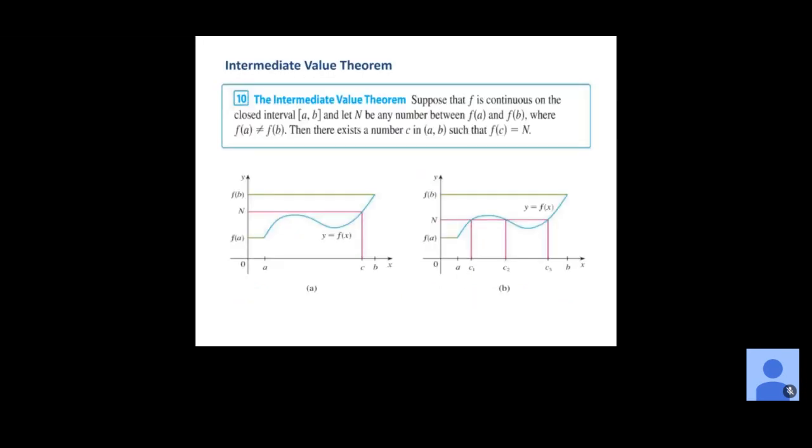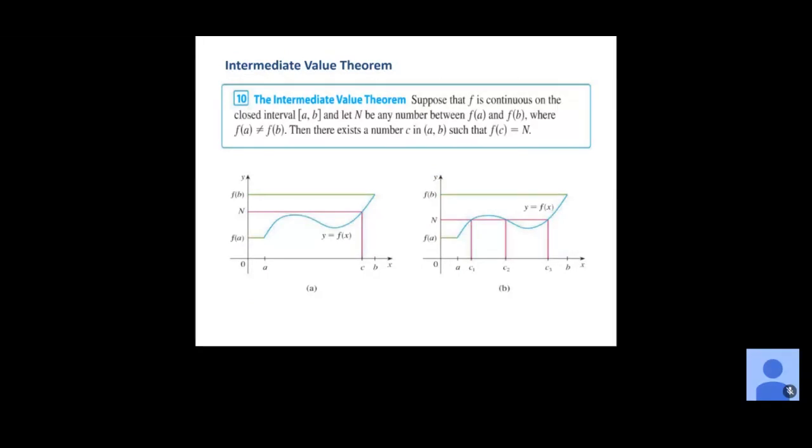All right. Now, intermediate value theorems. This is the last thing we're going to cover here in this section. Okay, so suppose that f is continuous on a closed interval from a to b. We're going to let n be any number between f of a and f of b where they're not equal to each other. So f of a can't be equal to f of b. Then there exists a number c in the interval from a to b such that f of c is equal to n. Okay? Now, the graph here helps a lot in visualizing what we're doing.